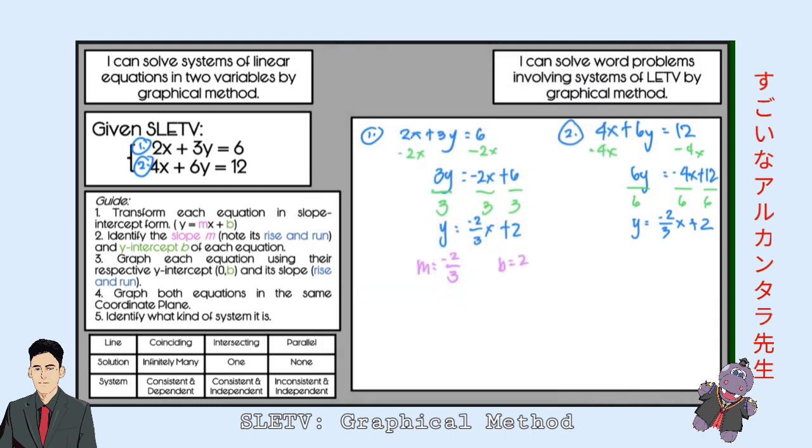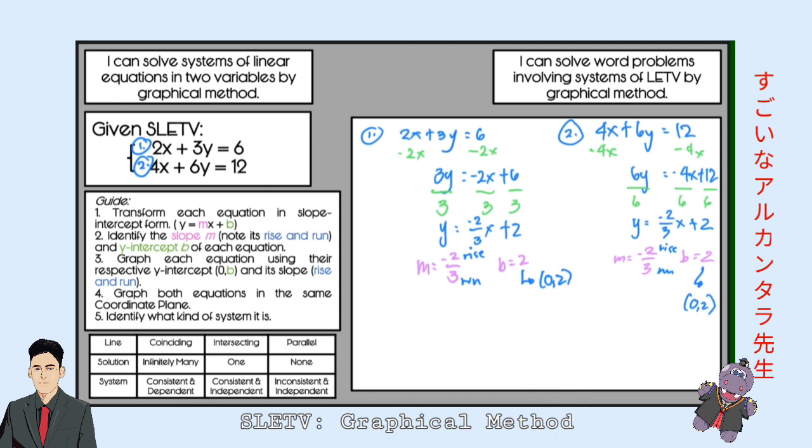So we're not yet done with graphing, but I hope that you guys have the idea of how it will look. So the slope is negative 2 over 3 also, and the y-intercept is at 2. So your rise here is negative 2, your run here is positive 3. This can be found at 0, 2. Rise, run, 0, 2 also.